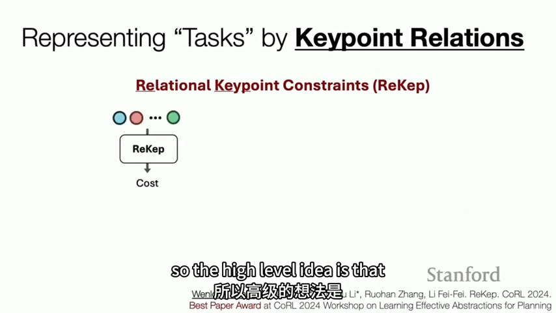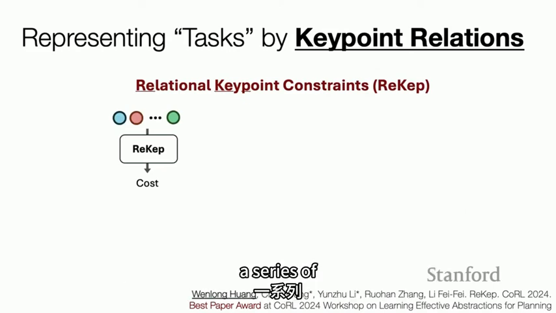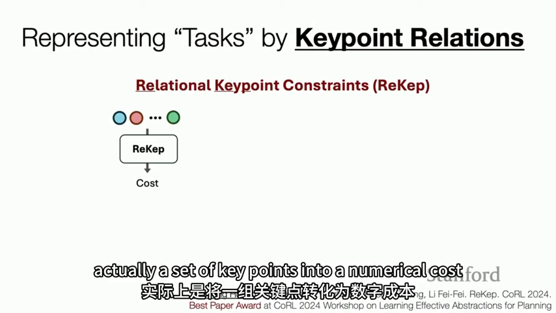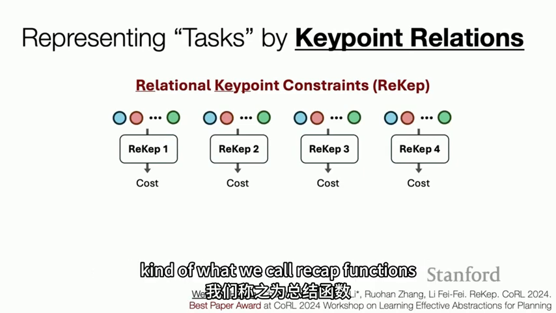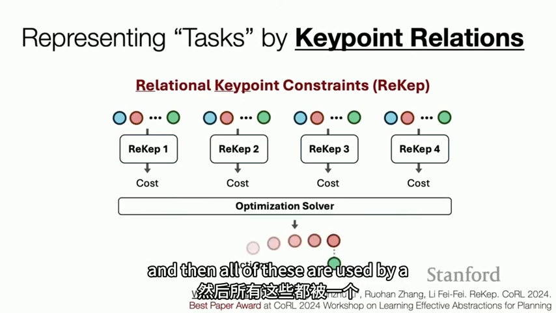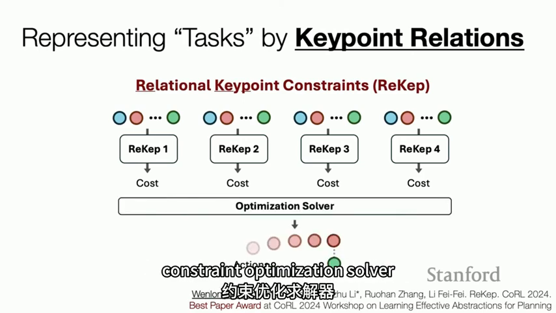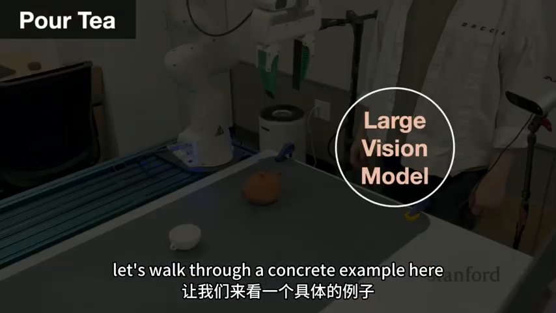So the high-level idea is that each constraint is a Python function that maps a set of keypoints into a numerical cost. And then a task is represented by a series of what we call ReKep functions. And then all of these are used by a constraint optimization solver to obtain the robot actions. Let's walk through a concrete example.